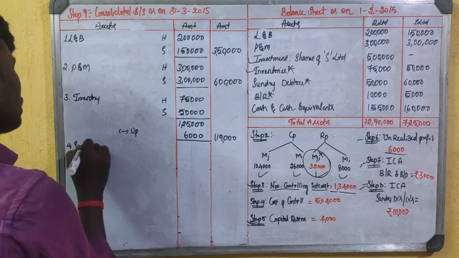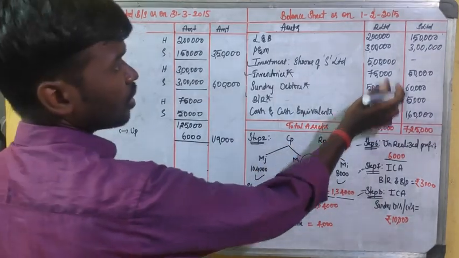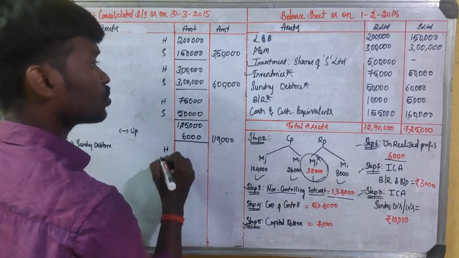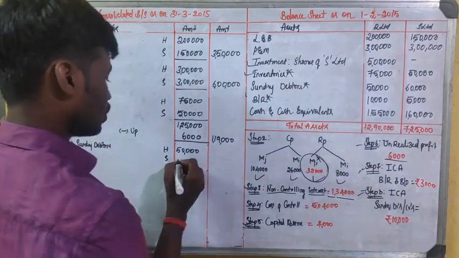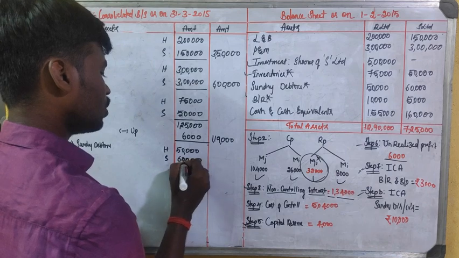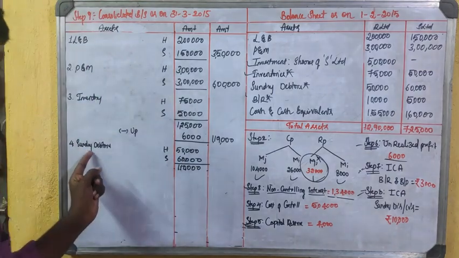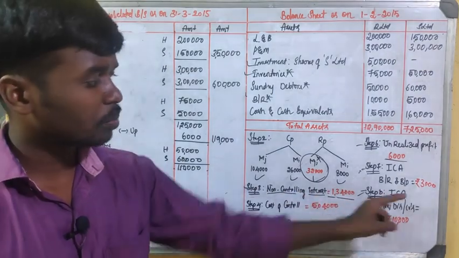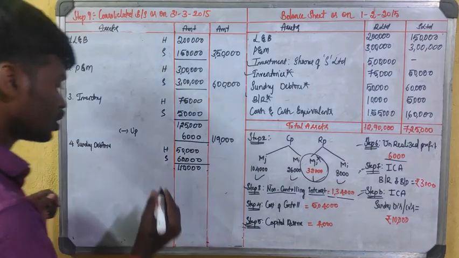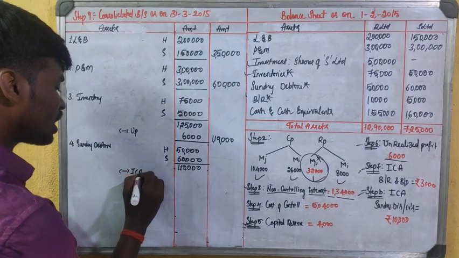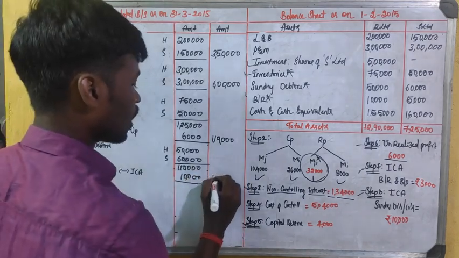Okay, after inventory, next you have sundry debtors. See the balances of sundry debtors of both companies, holding company and subsidiary company: 50,000 and 60,000. So you will get 1,10,000. Regarding sundry debtors, you have the special adjustment, that is intercompany transaction. We have to deduct this 10,000 as the intercompany adjustment. So you will get 1 lakh here.